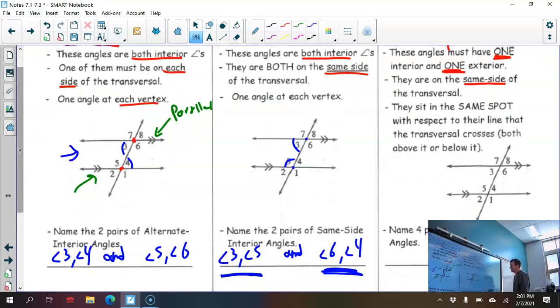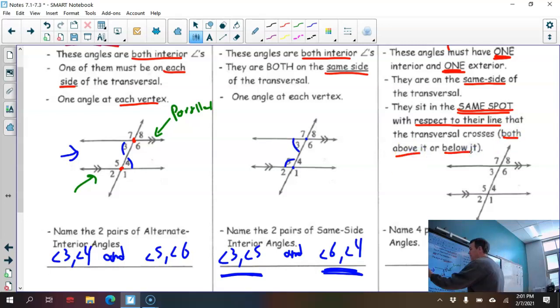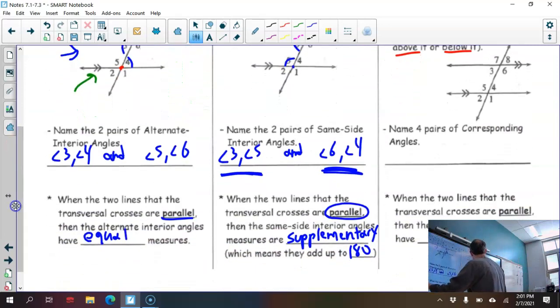And this is the confusing part. They sit in the same spot with respect to their line that the transversal crosses. Like they're both either above it or below it. So an example of this would be angle 7 and angle 5, right? They're both on the same side of the transversal, and they're both above their parallel line. So angle 7, angle 5.